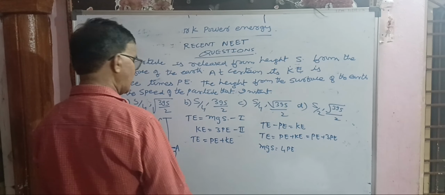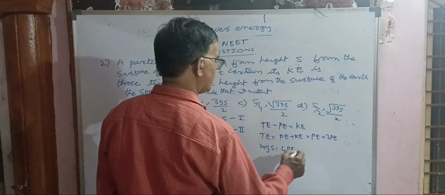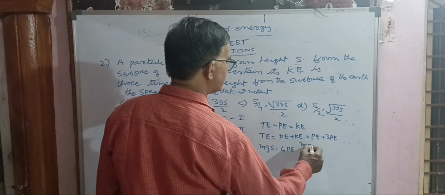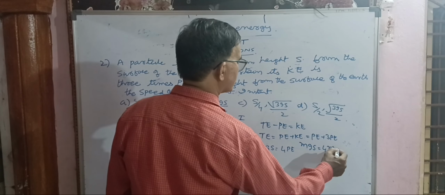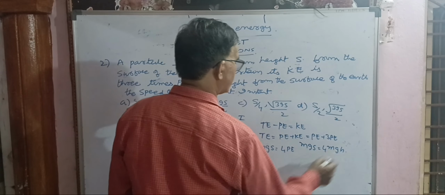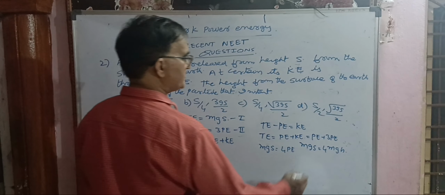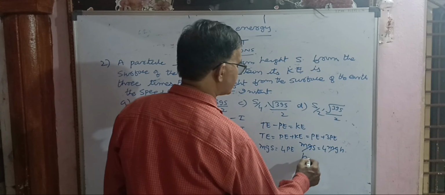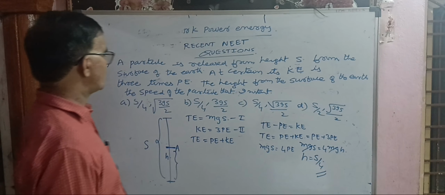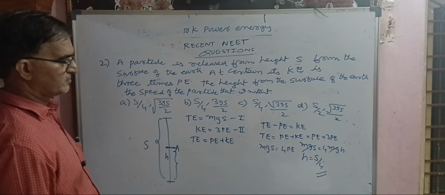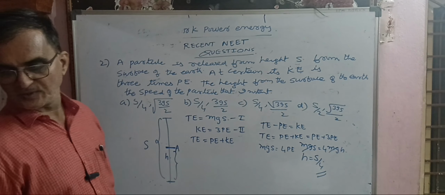That is height h here. So mgs is equal to 4 into mgh. mg gets cancelled. h is equal to s by 4. Now this is the first situation.